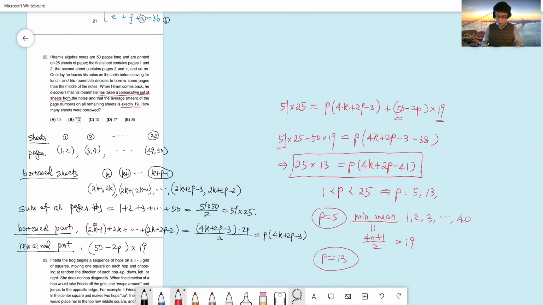And then we have P equals 13. So P can only be 13. And here we can solve for K. You can plug in and solve K equals 10. So the answer to this question is P equals 13.